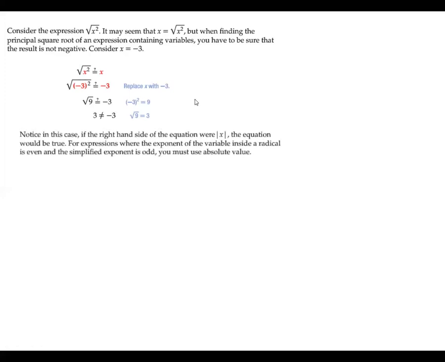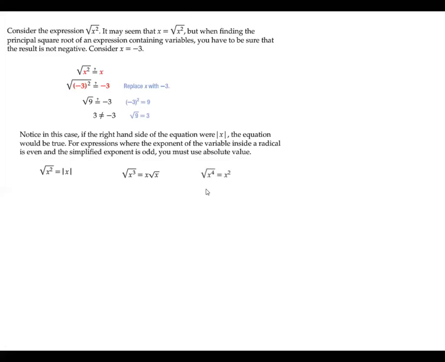So notice in this case, if the right-hand side of the equation were absolute value of x, the equation would be true. So for expressions where the exponent of the variable inside a radical is even and the simplified exponent is odd, you must use absolute value. So if I have the square root of x squared, that simplifies to just x, so that needs the absolute value. If I have the square root of x cubed, that would simplify to x square root x, and you don't need an absolute value.